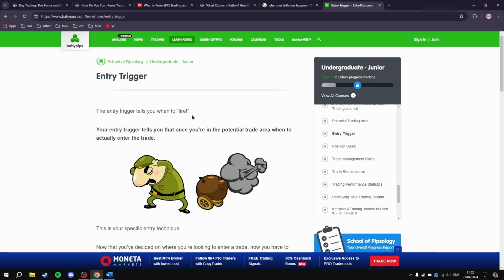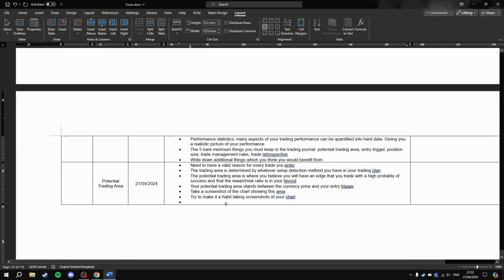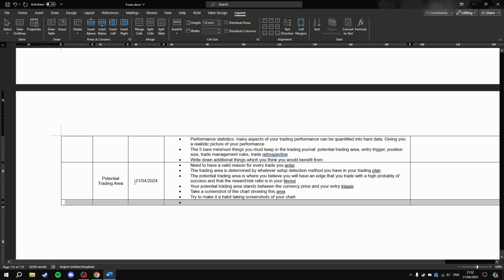Entry trigger. The entry trigger, so let me just make a new thing.